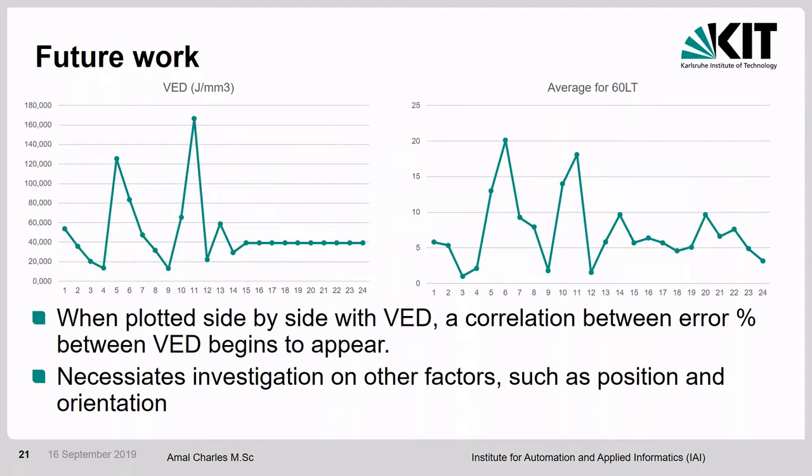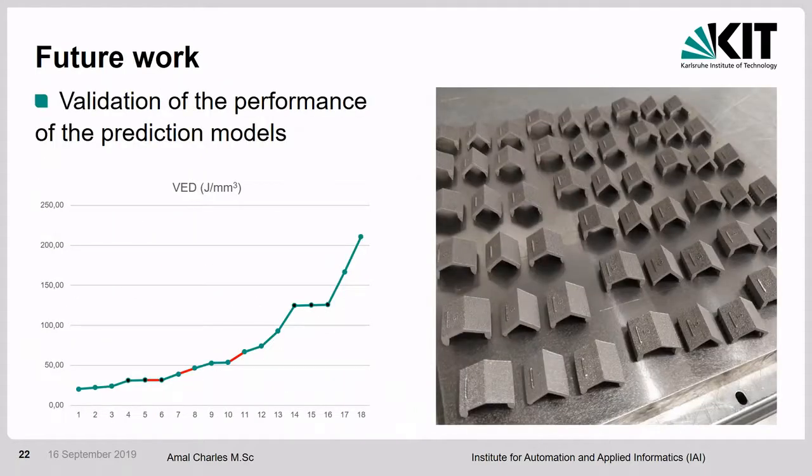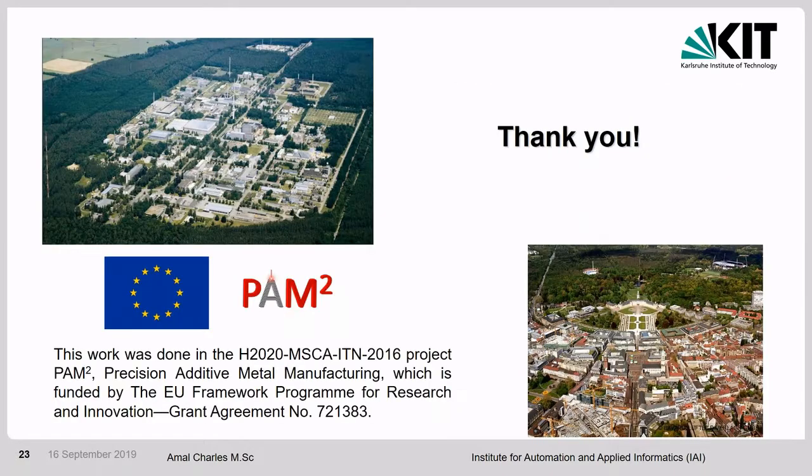For future work, this is the graph of our volumetric energy density along with all the measured dimensional error percentage. For points 15 to 24 with the same volumetric energy density, we notice a lot of fluctuation in dimensional error. So we want to investigate why that's caused, and it's probably because of position and orientation. That's one thing we're looking at the moment, and we're also conducting our validation right now to be able to conclude if both the models that we developed are any good or not. So that was it. Thank you.